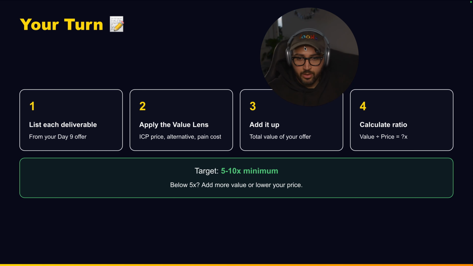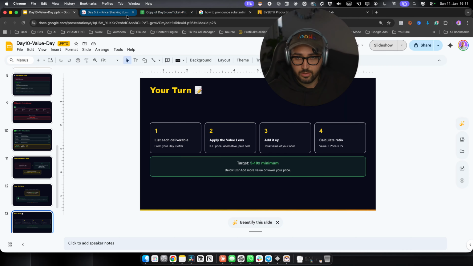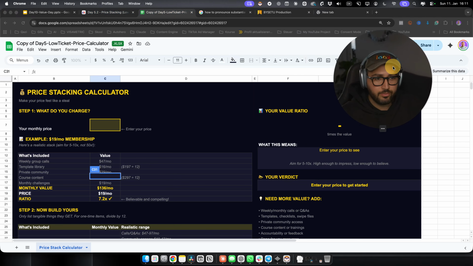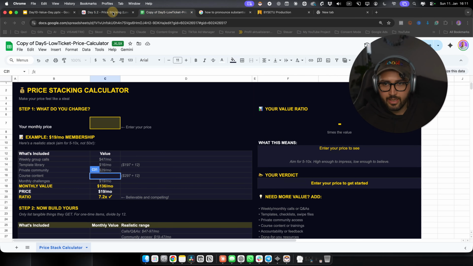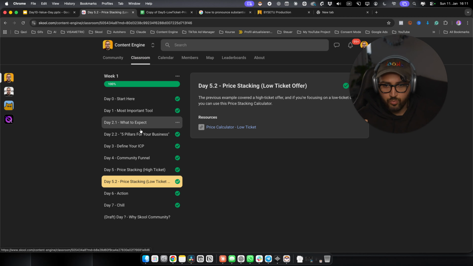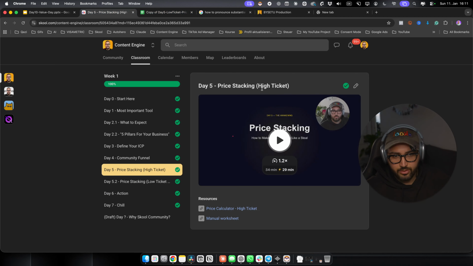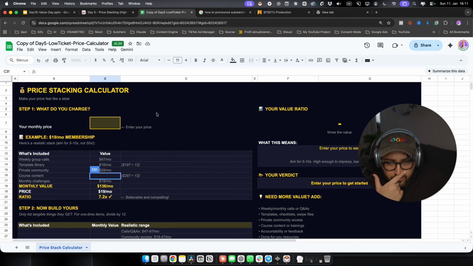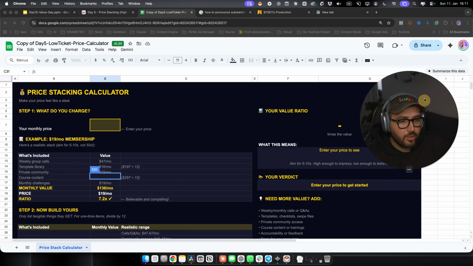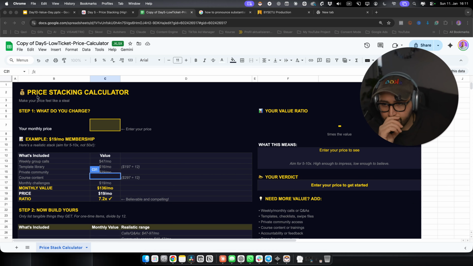And here's your turn, and in order for you to do that, I've created this calculator, the same thing we had in our season 1. If you go under price stacking, low ticket offer, you can click on this link and land here. And if you check the other calculator, this is for your high ticket. So let's have a look here and see what we have.